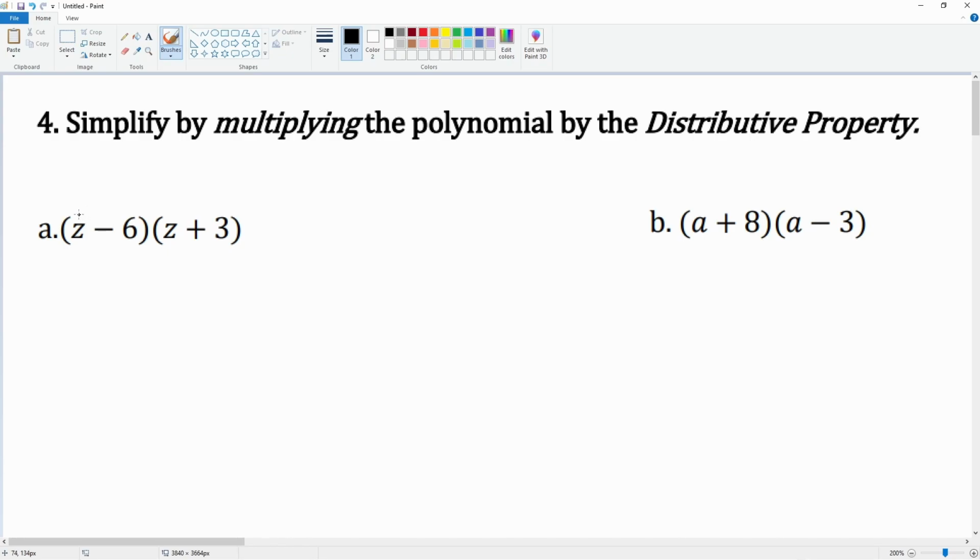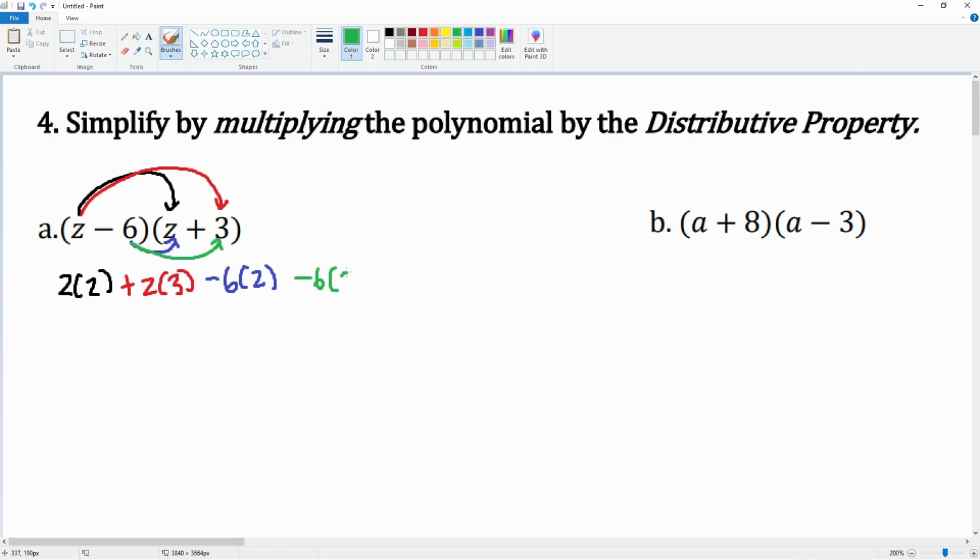I'm going to be distributing, so the z is going to be multiplied to the z. That's what I wrote here. And then I'm going to color code it. Then the z times the 3x. So 3 times z times 3x. Then the second term here, the -6 times the z. And then the -6 times the 3.